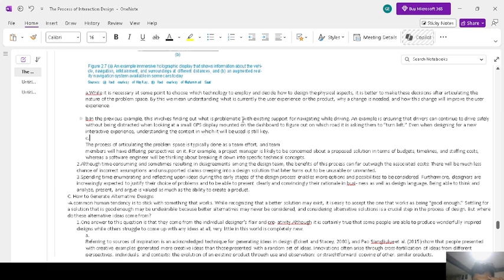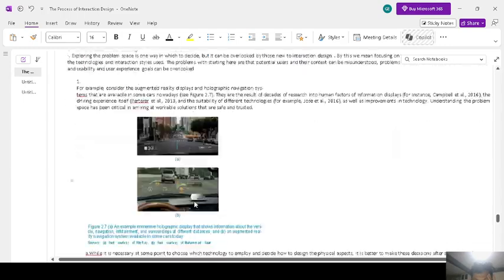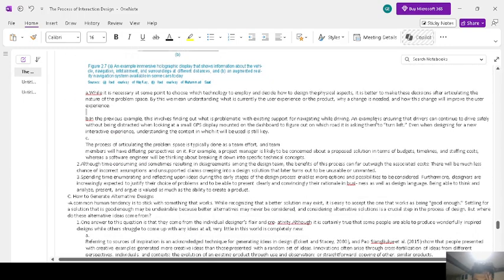So basically, you find out what's problematic navigating while driving. So that's why you have this augmented reality, because navigation is dangerous while driving. It ensures that drivers can drive safely without being distracted when looking at a small GPS display mounted on the dashboard to check which road. Even when designing for a new interactive experience, understanding the context in which it will be used.